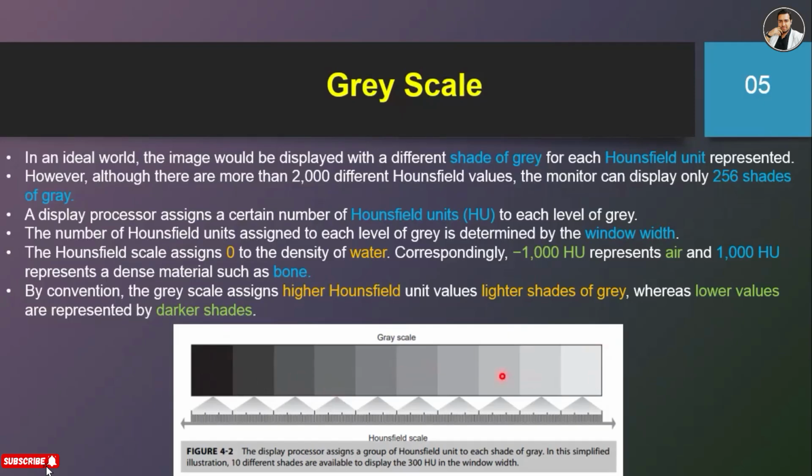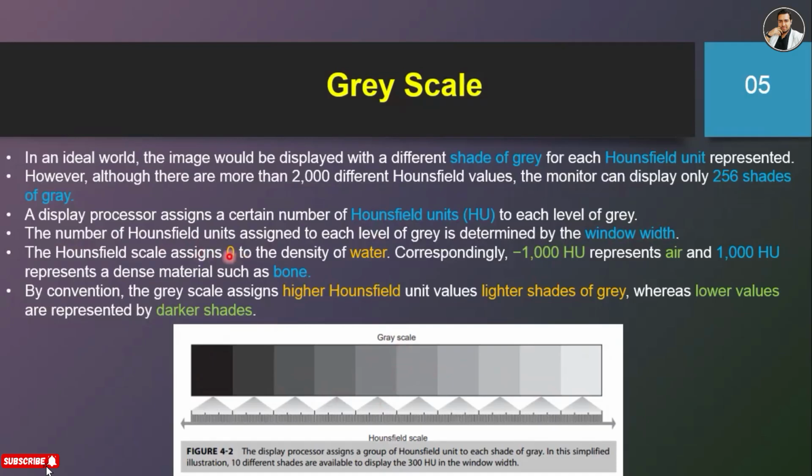The values of this scale are shown through the Hounsfield unit. The number of Hounsfield units assigned to each level of gray is determined by the window width. So, the number of Hounsfield units is shown through the window.